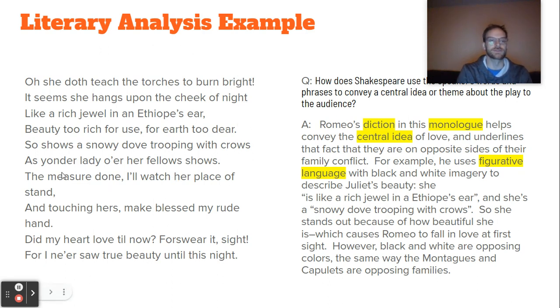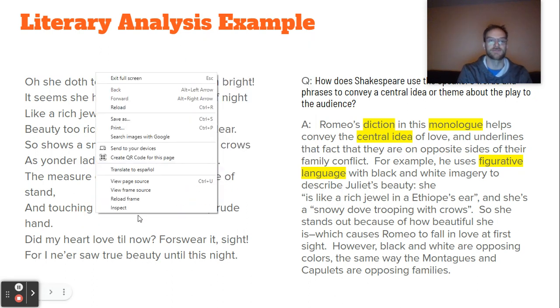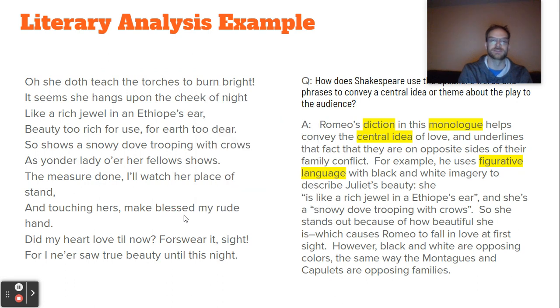He also says when the song is over, so the measure done, I'll watch where she's at, and then I'll stand in the same place. I'll watch what she touched, and then I'll touch it too. And so I'll make blessed my rude hand. So just by standing where she stood and touching what she's touched, he'll get close to her. Did my heart love till now, forswear its sight? I never saw true beauty until this night. So it's love at first sight for Romeo.